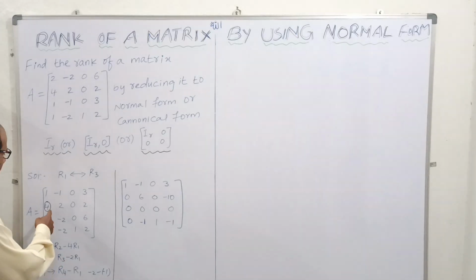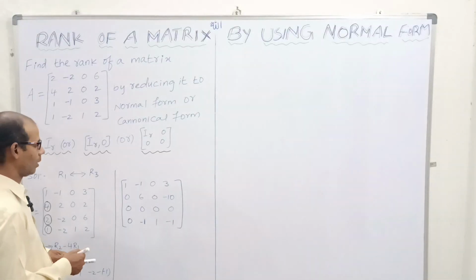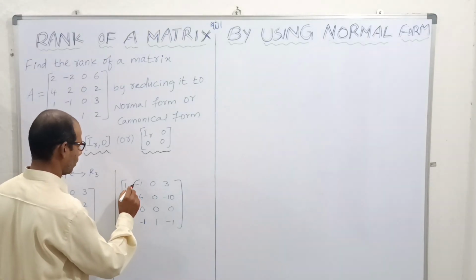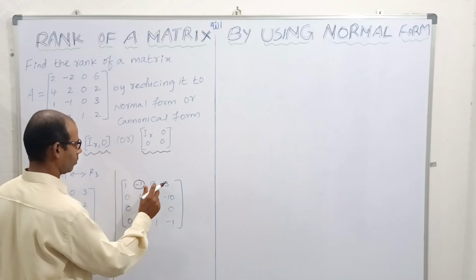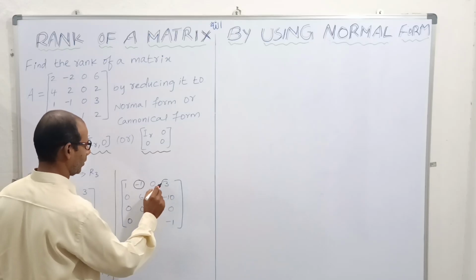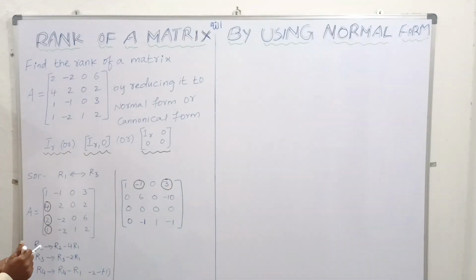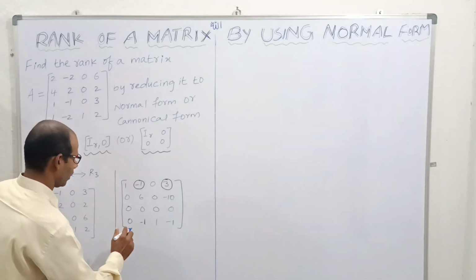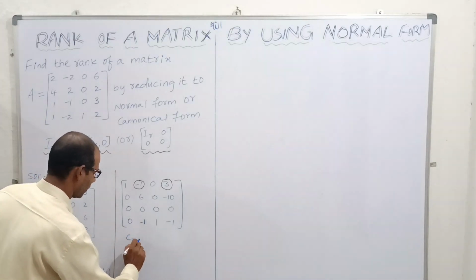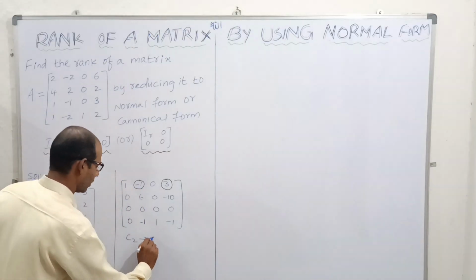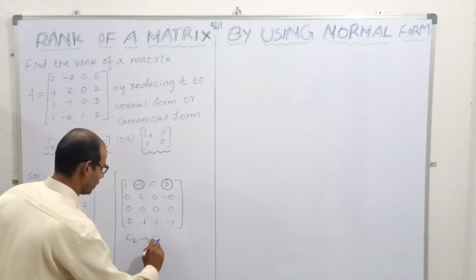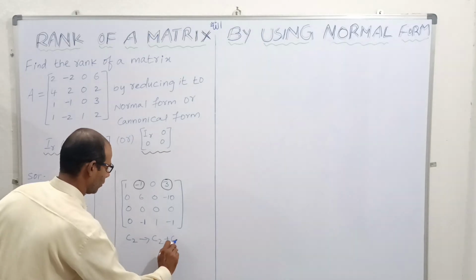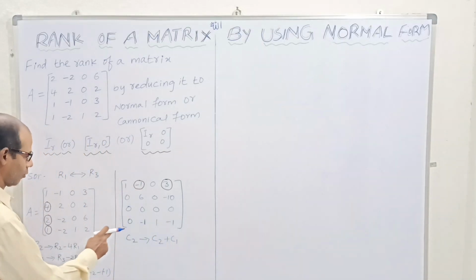Now we have made these three elements as 0. Now we will try to make these elements as 0. This element, this is already 0, so we will try to make this element also as 0, right? Okay, so now we will apply the column operations here. C2 is changed as, using this column 1, C2 plus C1. So minus 1 plus 1, it becomes 0. So therefore we will use this operation.